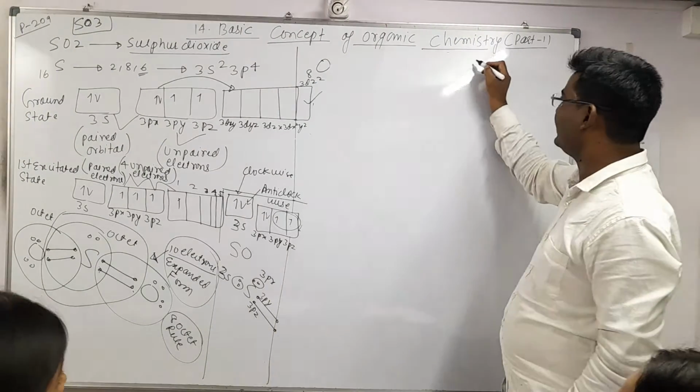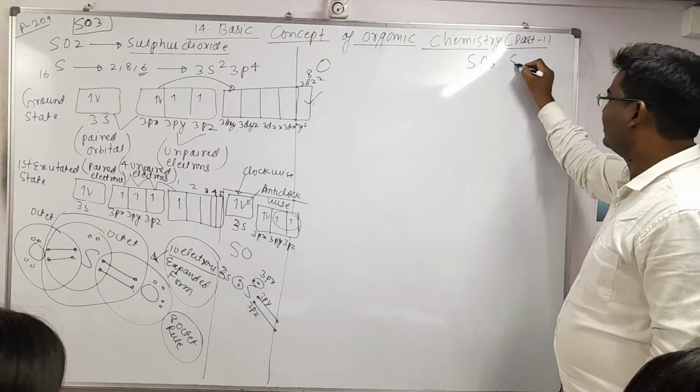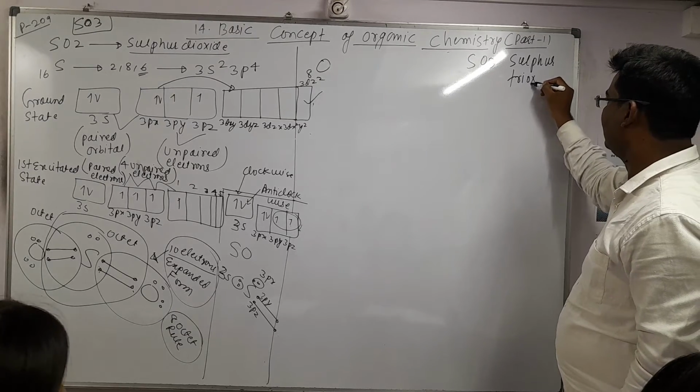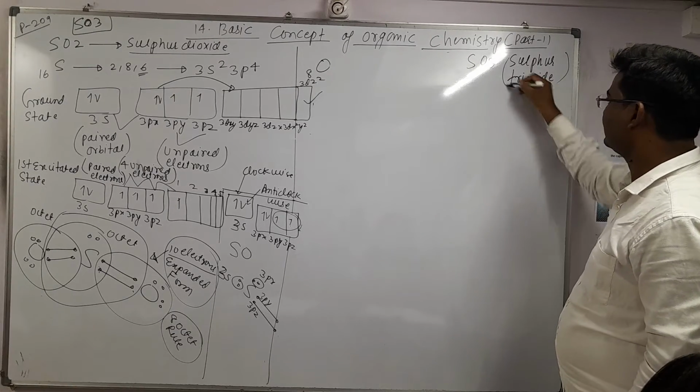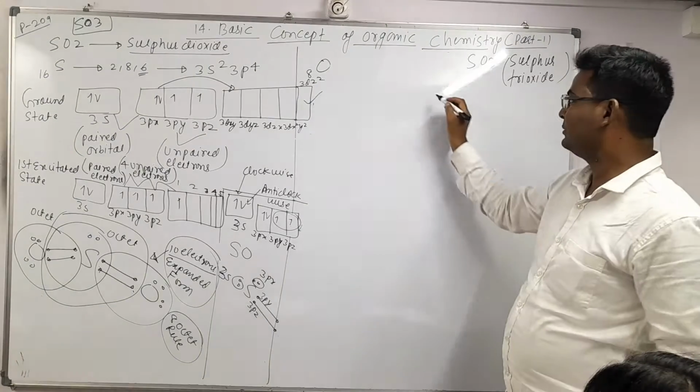Okay, the next structure is SO3. Do you know the name of SO3? It is sulfur trioxide. Dioxide or trioxide, depending on the number of oxygens.